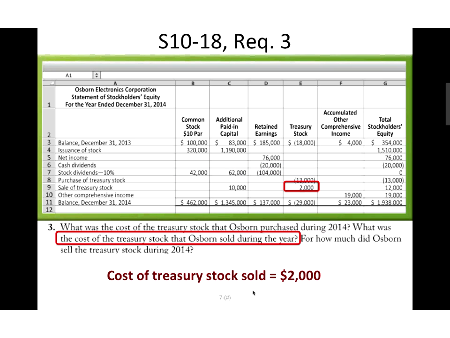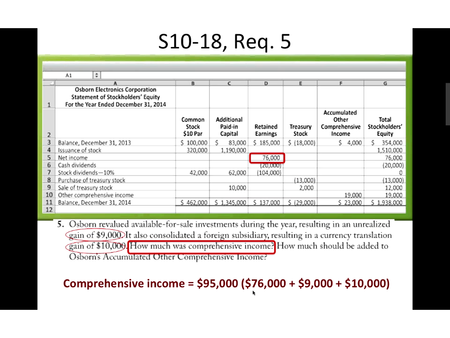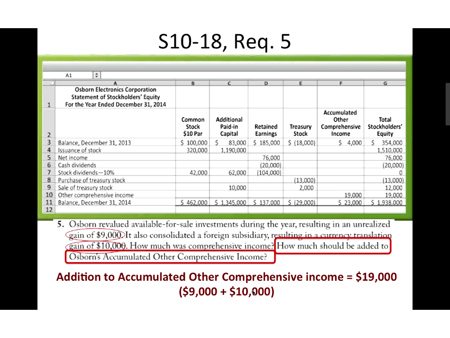Okay. Let me get back to question 5. How much should be added to Osborne's accumulated other comprehensive income? That would be $19,000. That would be that unrealized gain they're giving us of $9,000 and the currency translation gain of $10,000 they're giving us right there. We just add them together.